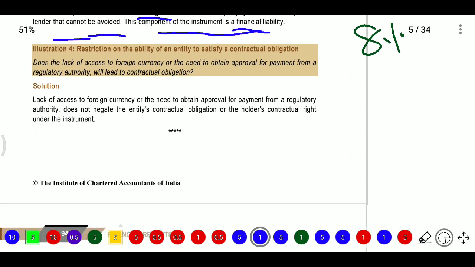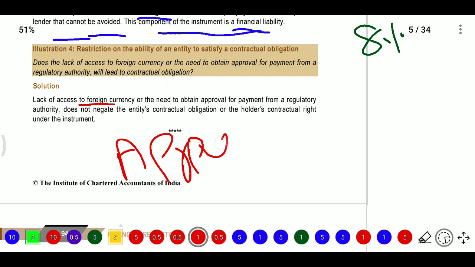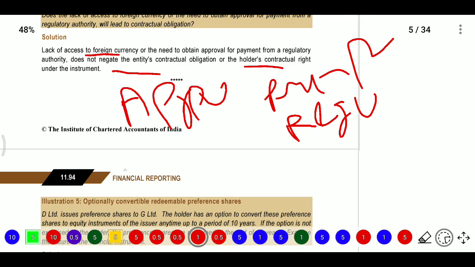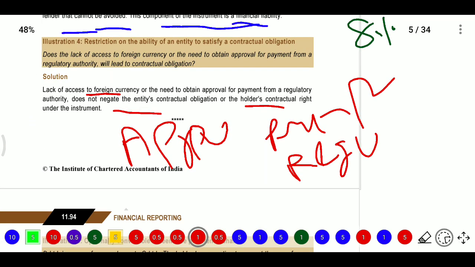Next, the lack of access to foreign currency, or the need to obtain approval for payment from a regulatory authority, will not remove the contractual obligation. So here we do not have access to foreign currency, and we need to get approval for payment from the regulatory authority. This does not negate the entity's contractual obligation or the holder's contractual right under the instruments.